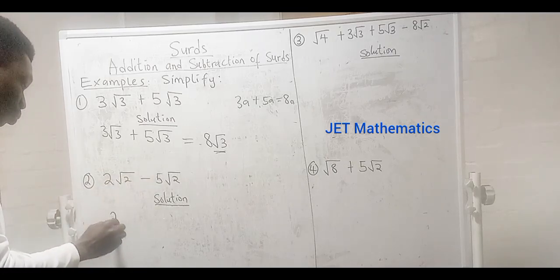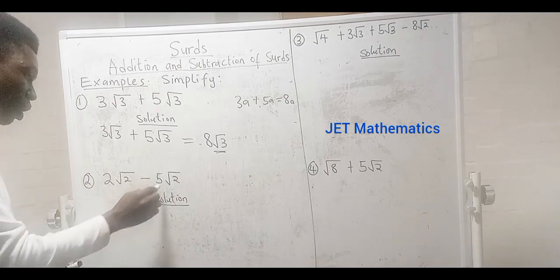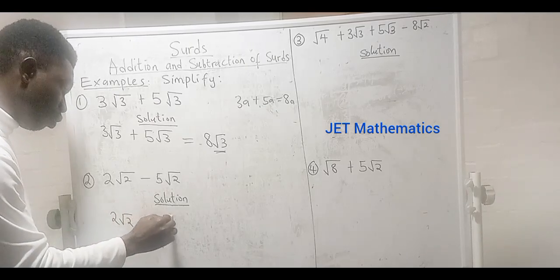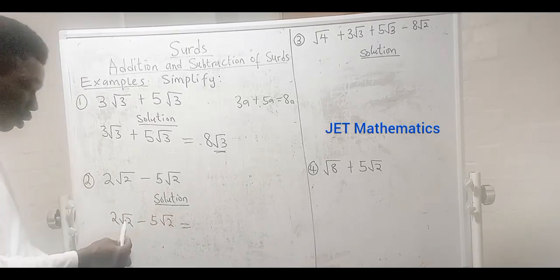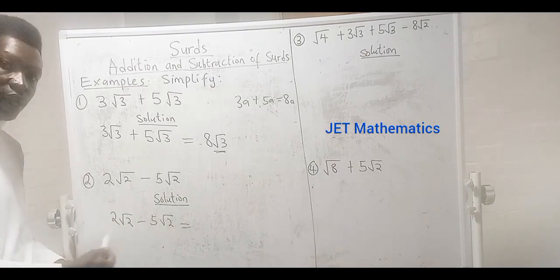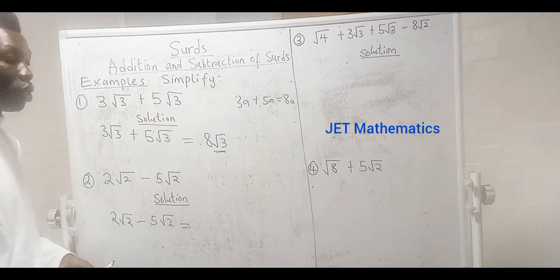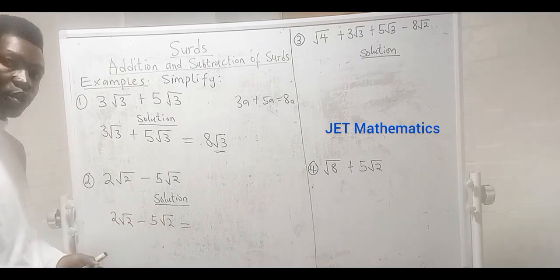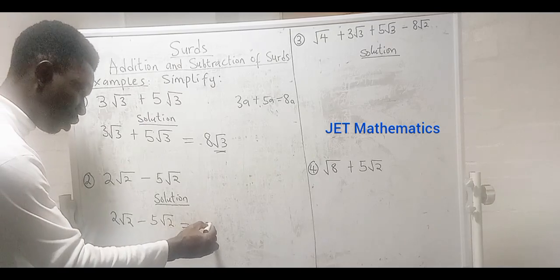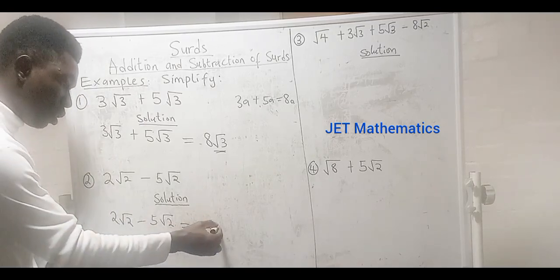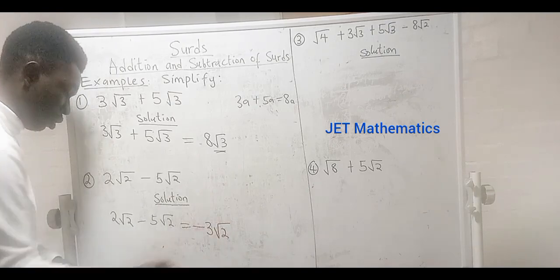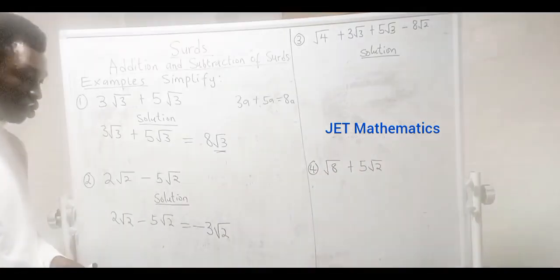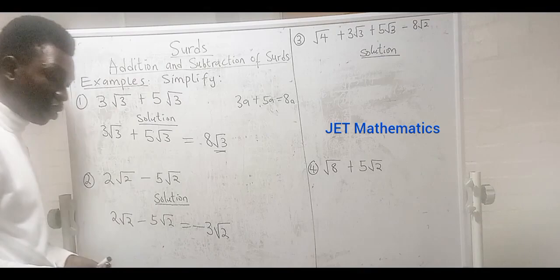The same approach for this: this is 2 root 2 and this is minus 5 root 2. Because this is root 2 and this is root 2, they are similar, so we can simply subtract. So we have 2 minus 5, that is minus 3. So we have minus 3 root 2. Very easy to add and to subtract. So let's quickly see the other examples.